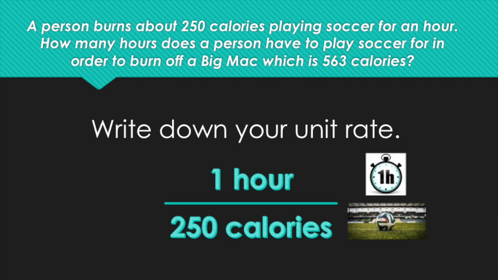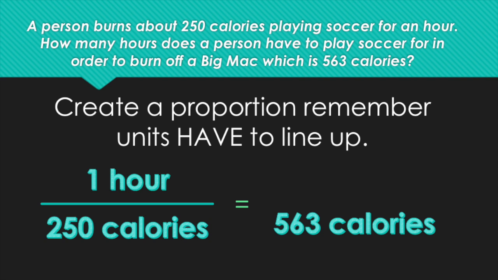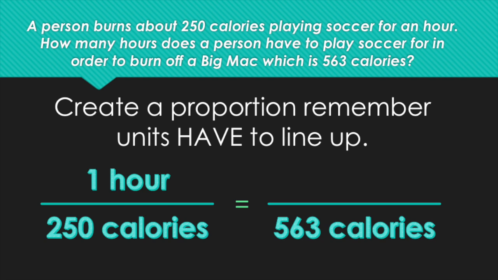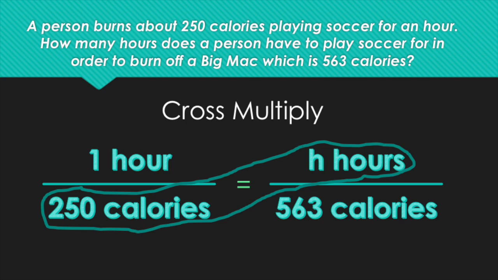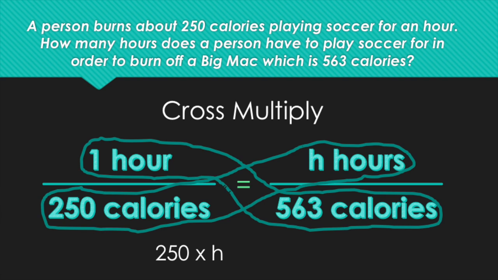So we take this unit rate and we set it equal to another ratio. In our second ratio, we know that a Big Mac is 563 calories and we're looking for hours. Remember to have your units line up. Now we need to cross multiply. In order to do that, we take opposite numerators and denominators and multiply them by each other. So we'll have 250 times h, and we set that equal to 1 times 563.